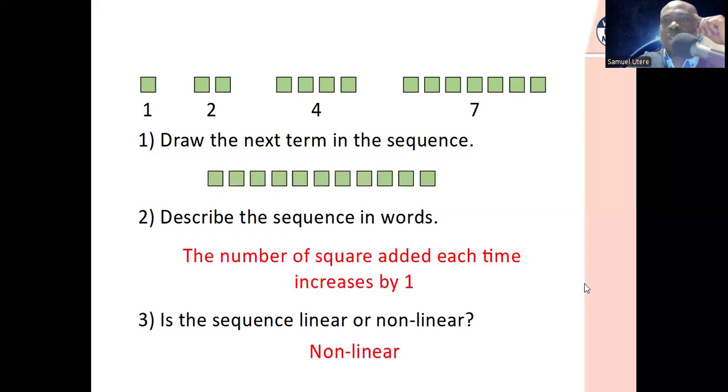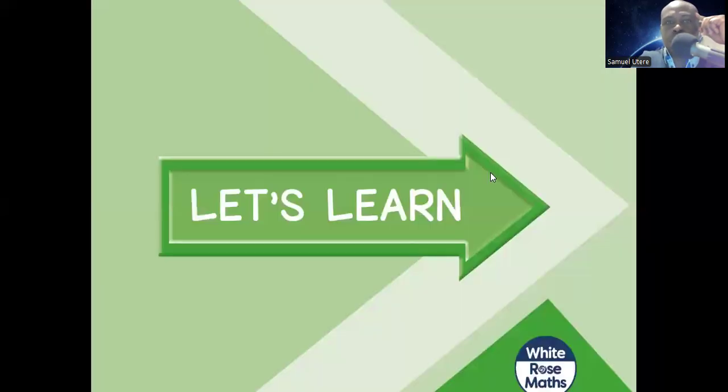Retrieval practice is to help you recall what you learned before and then link it to your new learning. So here are the answers. The next one would be this sequence here. The number of squares added each time increases by 1. It's a non-linear sequence because the numbers are changing. It doesn't remain constant, the numbers by which you are increasing each term of the sequence.